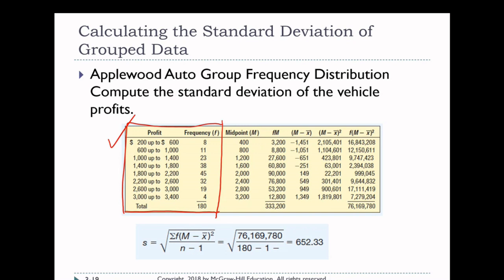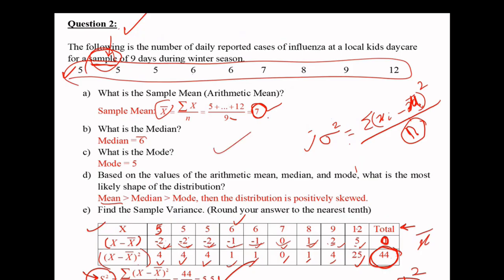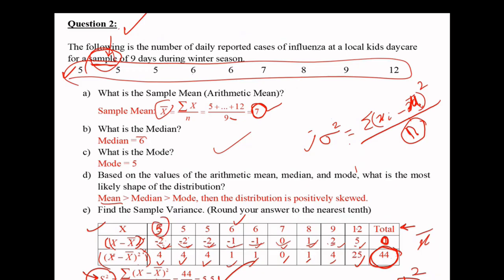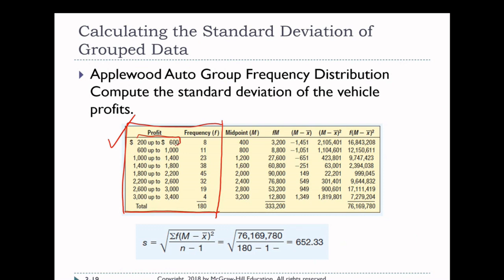In our earlier example, we found x minus x bar, and x minus x bar all squared. But here, it's a different story. There is no x here. Here I have intervals. To find what is equivalent to x, I need to find the center of this interval, or we call it the midpoint of this interval. I said this before about midpoint.